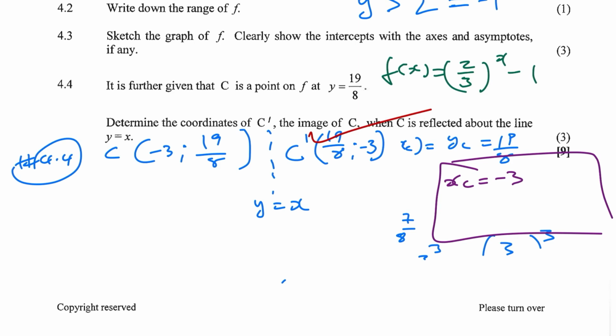In the 3 marks, you get a mark for getting a negative answer, a mark for getting a negative 3, and you get a mark for just plugging in the substitutions. And that's how you do it. That's how you do 4.4.